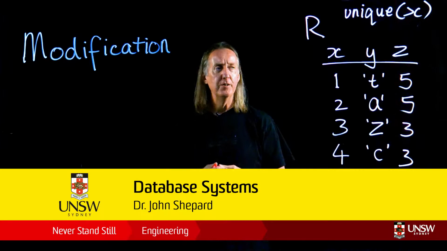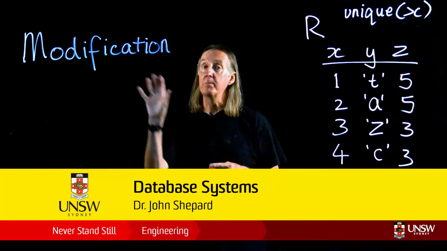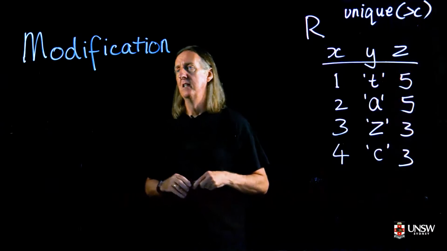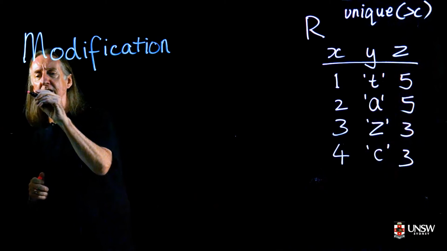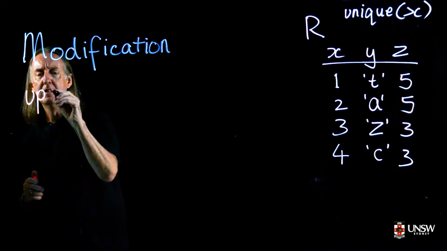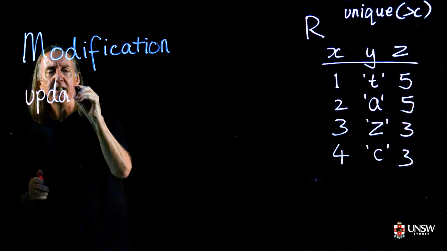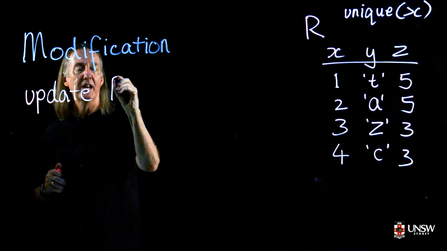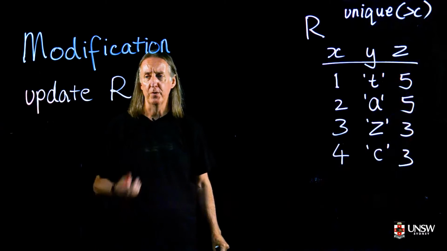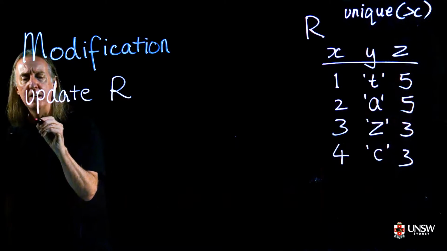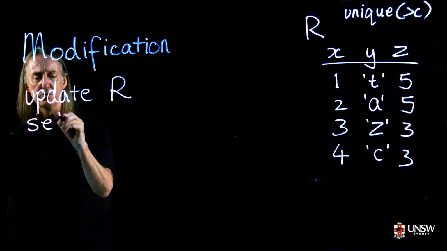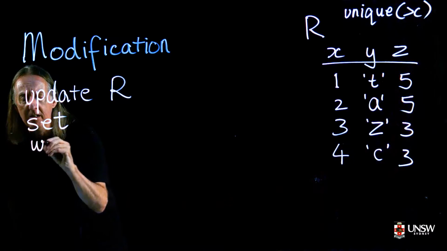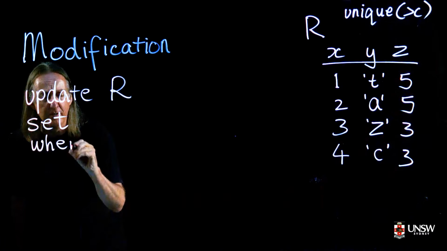Okay, the next operation for changing data is the update operation, which allows us to modify tuples in place. The modification operation in SQL is introduced by the update keyword, and we say what table we're trying to modify tuples from. Then we need to say how we want to modify the tuples. That's introduced by a set clause, and we also need to say which tuples we want to modify.